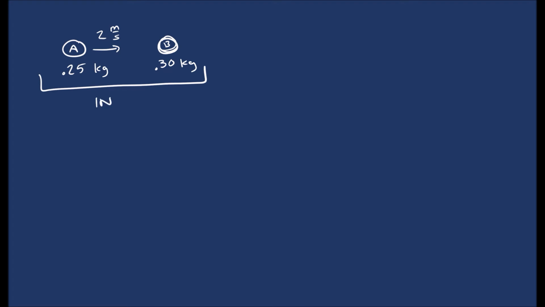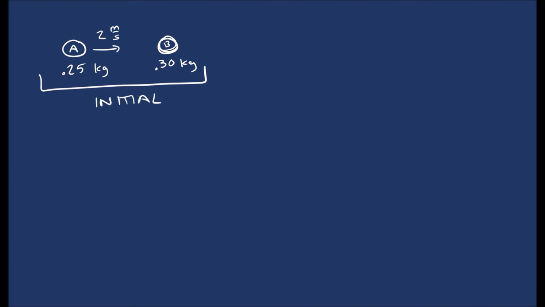Okay, so let's say we have a billiard ball, and we'll just label it A. Let's say it has a mass of 2.5 kilograms, and initially it has a velocity of 2 meters per second, headed right at billiard ball B. And for some reason, billiard ball B has, due to a manufacturing defect or something, a slightly different mass of 0.3 kilograms. Okay, so this is initially what's going on right before the collision.